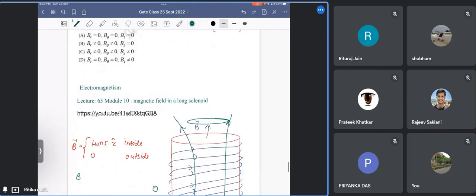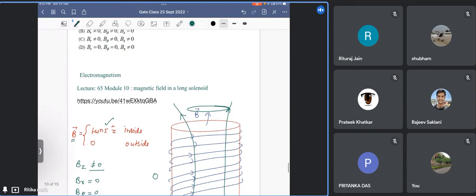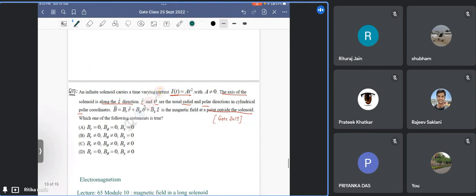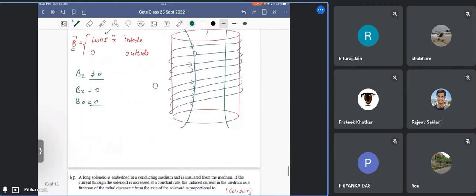So Bz is not going to be zero, but in all other cases Br is zero and B phi is going to be zero. The change in current will only change the magnetic field value. It is not going to change its direction. So even though current here is changing with time, it is not going to change the direction. So magnetic field Br is going to be zero, B theta is going to be zero, but Bz is not going to be zero. So this is the correct answer in this question.